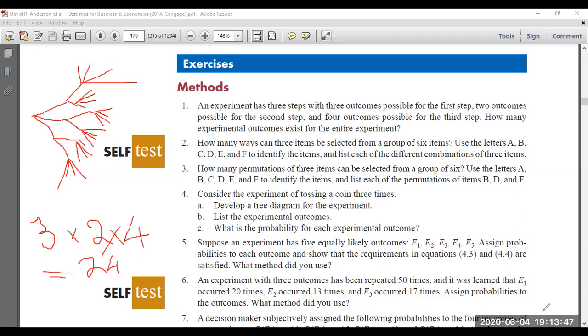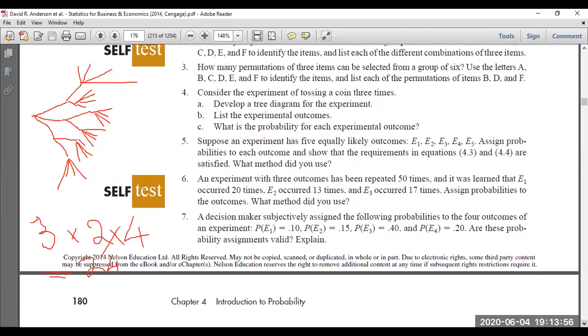Similarly, you should apply yourself to some of these simple questions. Very easy. It should not be a big trouble for you.